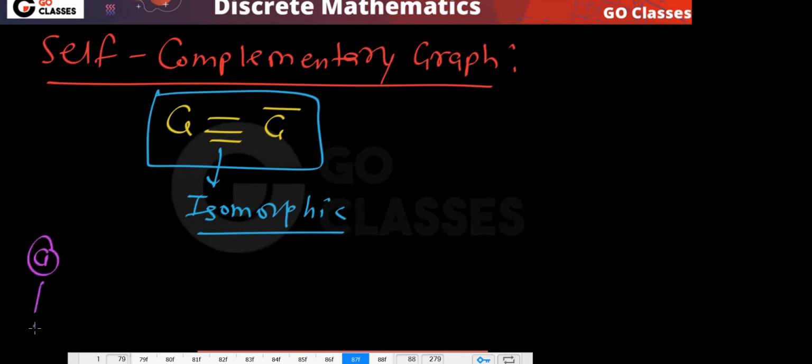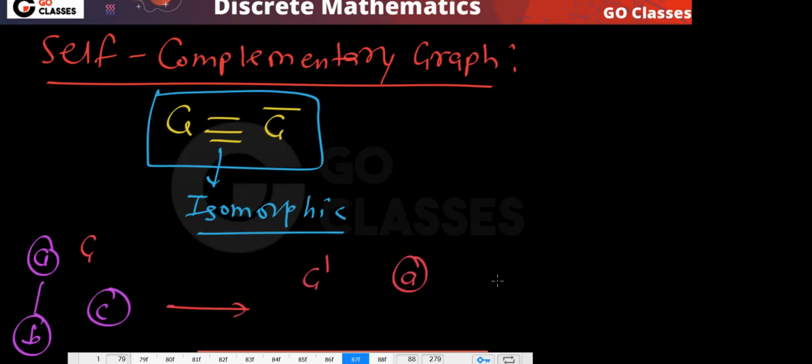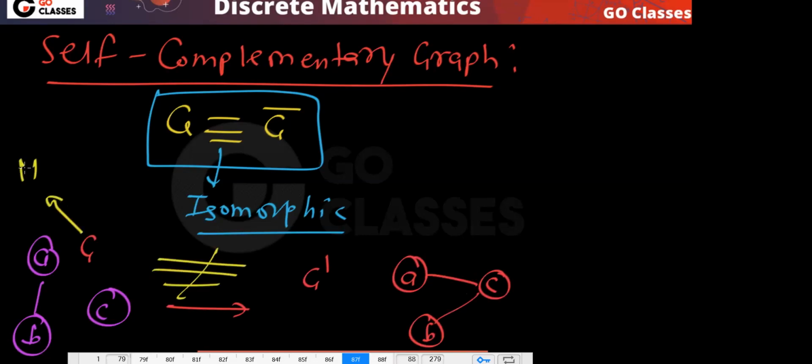So tell me, is this graph self-complementary? A, B, C. What will be G bar? G bar will be like this. Are they isomorphic? These two are not isomorphic. So this G is not self-complementary. So very simple. Can anyone give me a self-complementary graph?